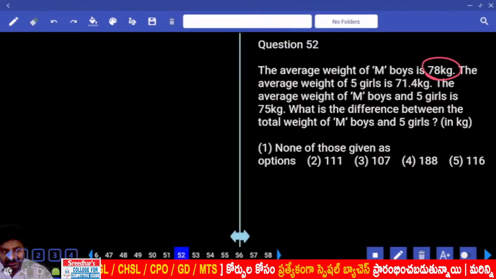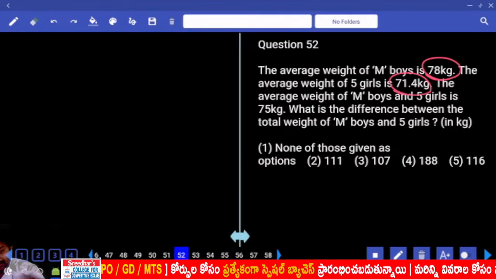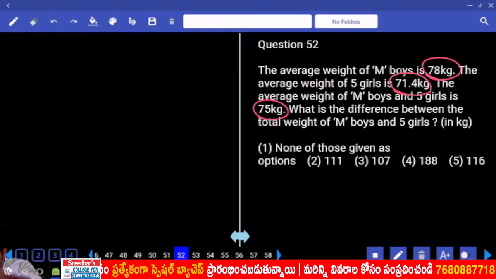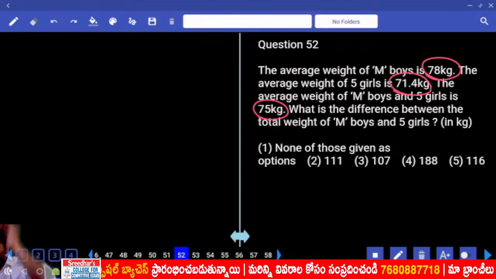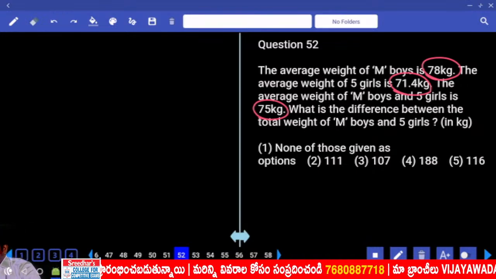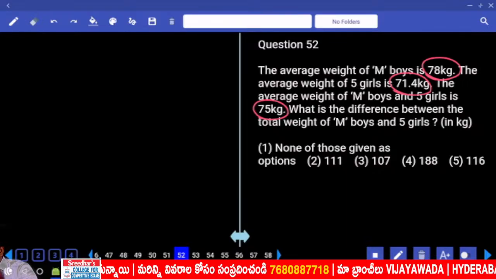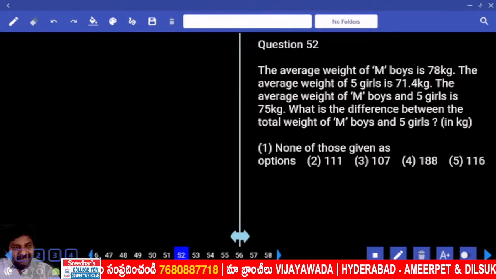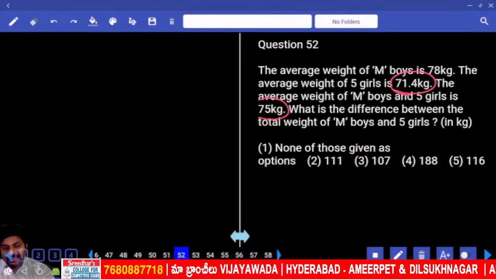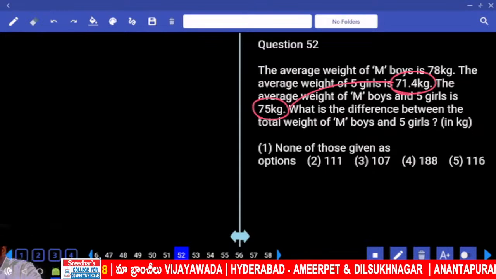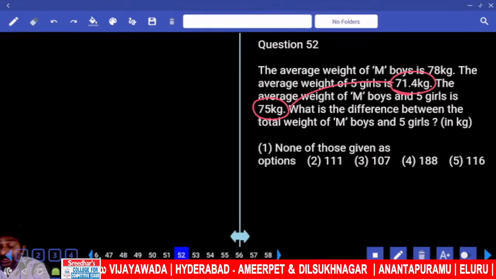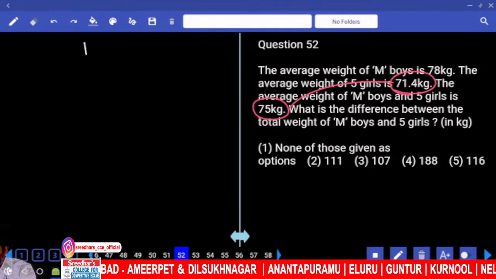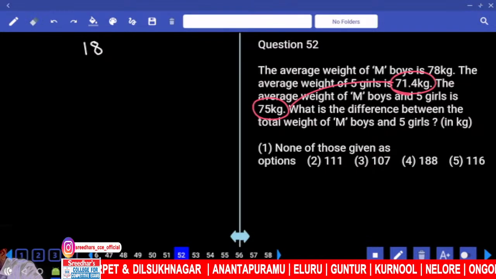Boys average 78, girls average 71.4, total average 75. For boys it is decreasing, for girls it is increasing, correct? Then the total decrease in boys should be equal to the total increase in girls. Girls average 71.4 becomes 75, so the average increased by 3.6. Average increased for how many girls? Then for all the girls, the total increase is 18 only.